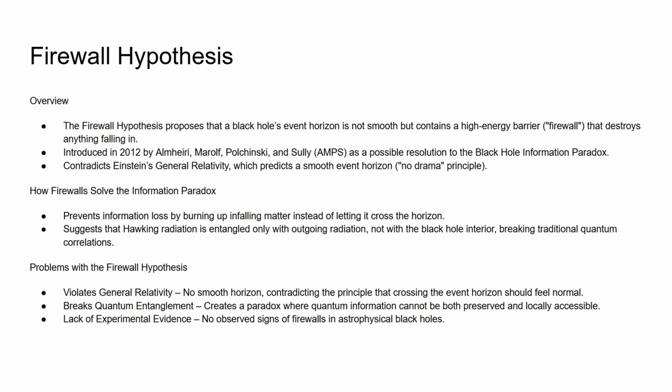And then the firewall hypothesis proposes that the black hole's event horizon is not smooth, but contains a sort of high energy barrier that destroys anything falling in. And this does contradict general relativity, so maybe not the greatest, but it prevents information loss by burning up infalling matter instead of letting it actually cross the event horizon. So essentially, the infalling matter is released as energy, and the black hole exchanges that for mass. And it suggests that Hawking radiation is entangled only with the outgoing radiation from the burning of the material that's going into the black hole.